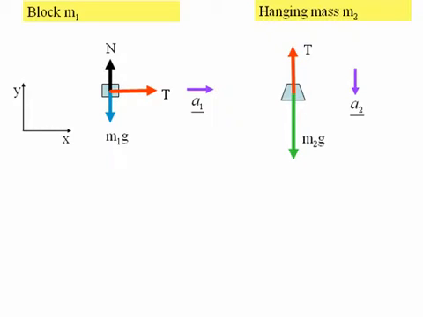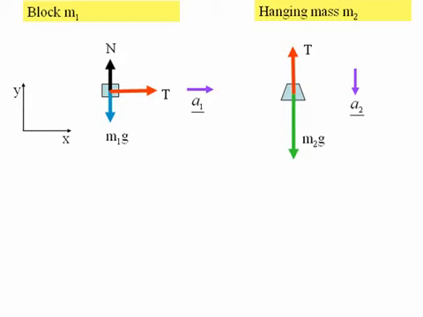Now consider the hanging mass M2. Again, ask yourself what forces are acting on that mass. Well, there is the force of gravity acting downwards, m2g, and the tension in the string acting upwards, that's T. Notice we're going to choose our coordinate system so that the x direction is the horizontal direction and the y direction is the vertical direction.